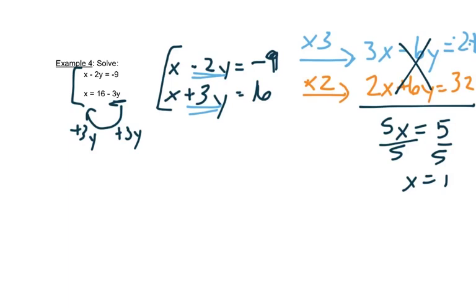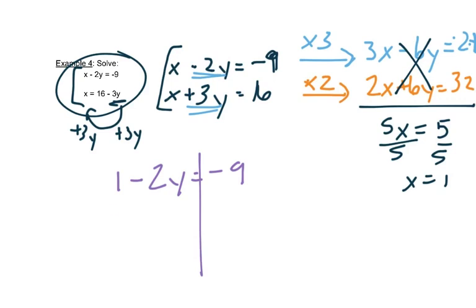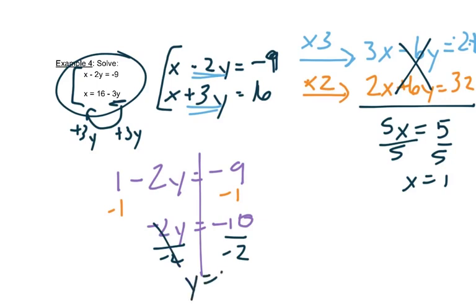So I take that 1 and I'd stick it back up into either one of these beginning equations. So I'll use the top one. So I'd have 1 minus 2y equals negative 9. Subtract 1 from both sides. So I get negative 2y is equal to negative 10. Divide both sides by negative 2. And I have y equals 5. Oops, let's write it as an ordered pair. X first and then y. So we get 1, 5.